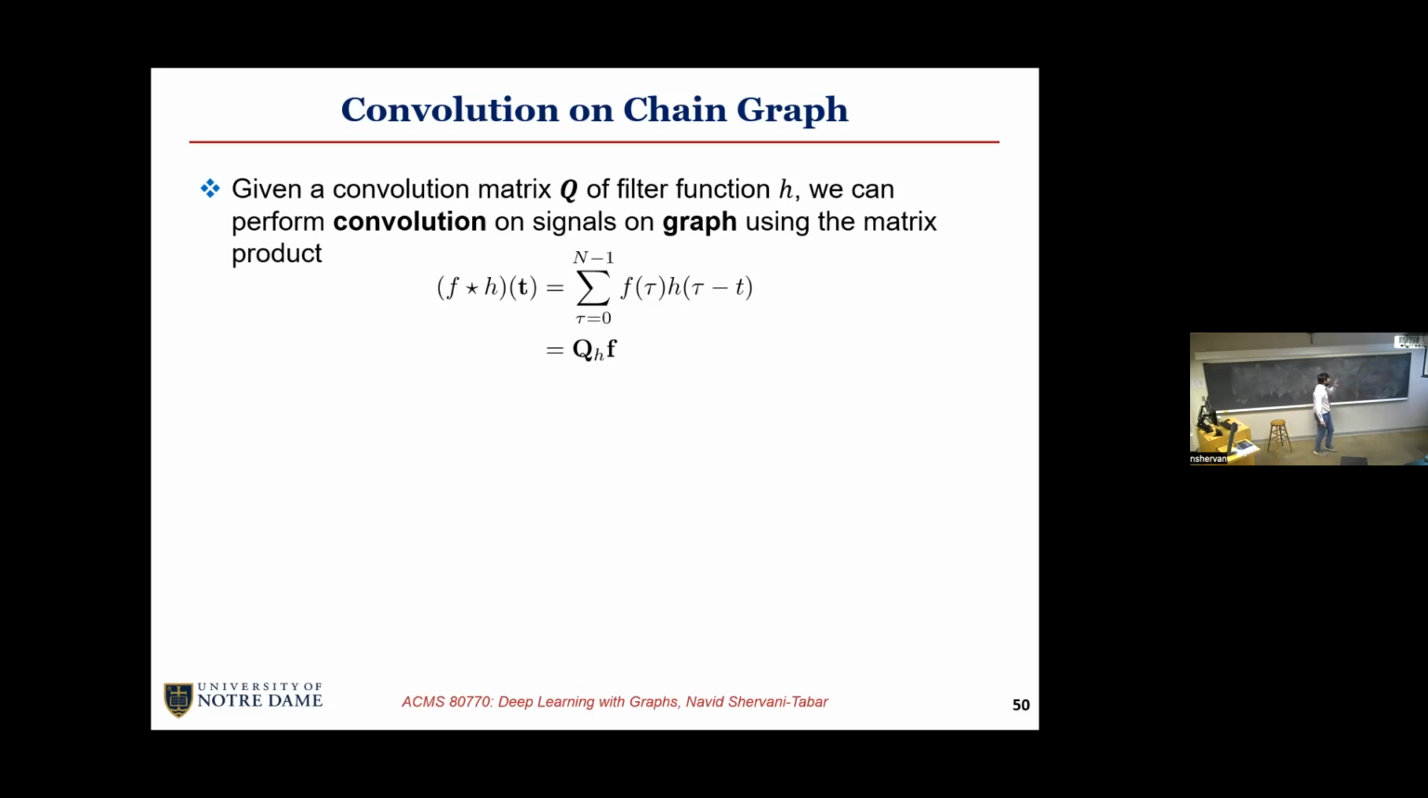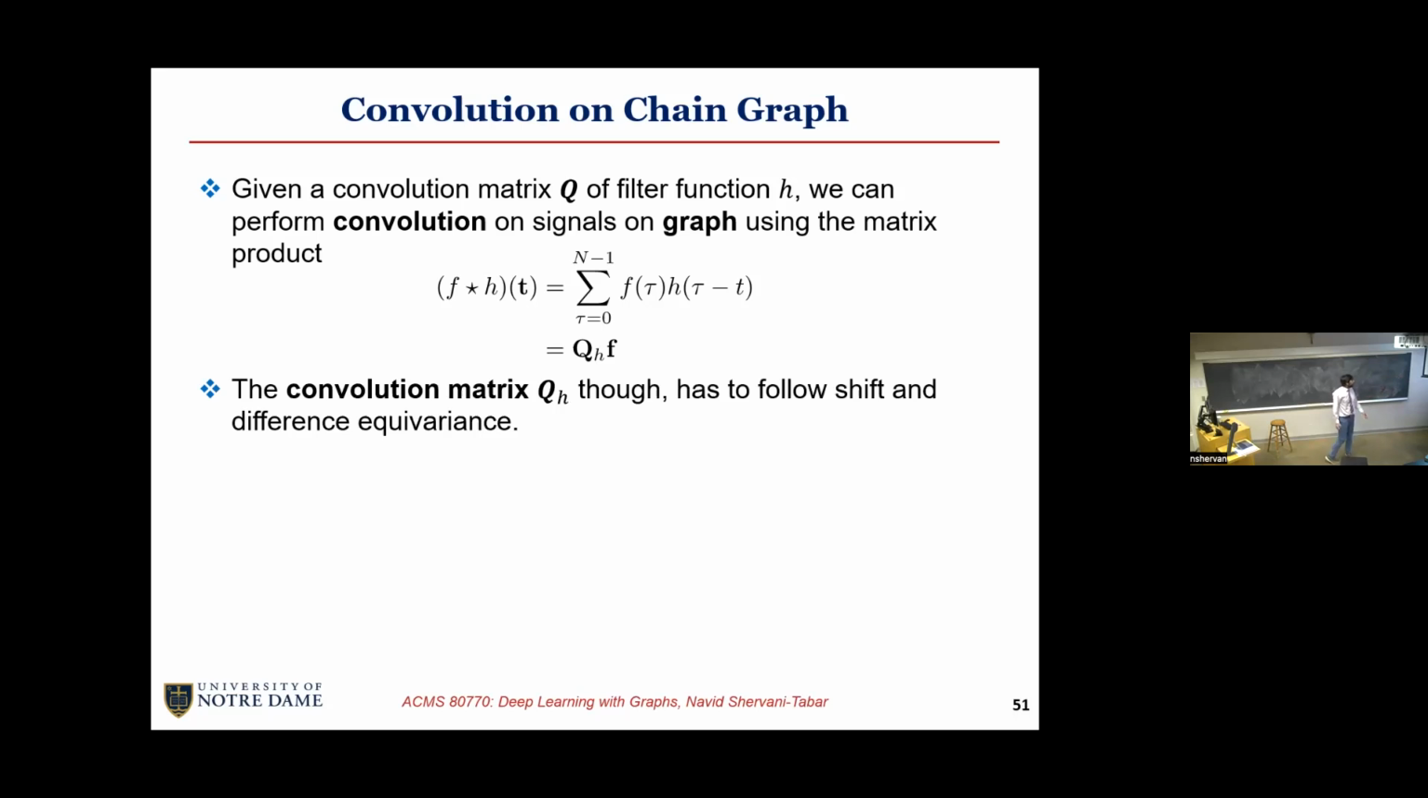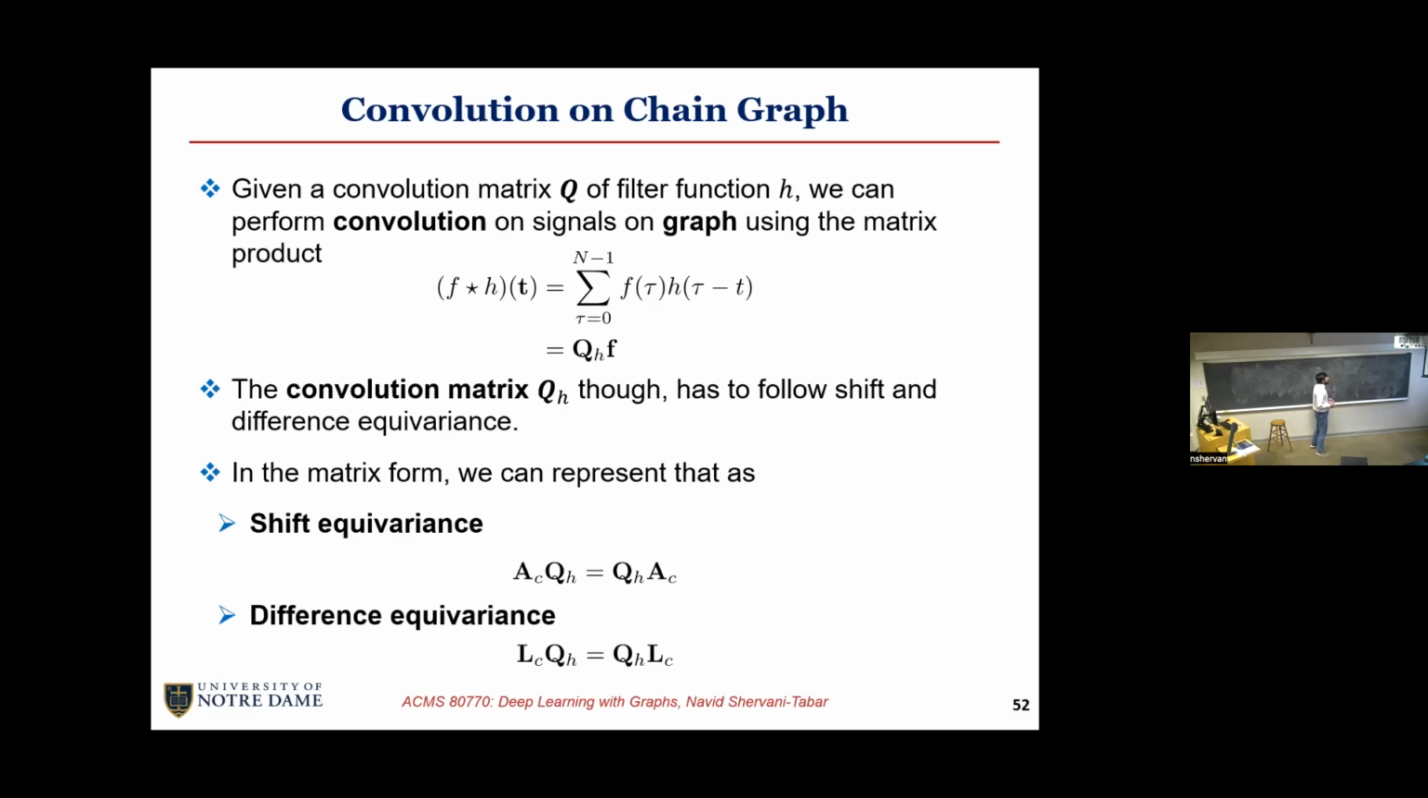So now I'm just assuming that I have some convolution matrix that is doing that for me. But this convolution matrix can't be any matrix. It should follow some rules in order to be able to perform convolution. First is to be shift equivariant. The second one is to be difference equivariant. So difference and shift equivariance can be represented as commutativity with respect to the corresponding operators.